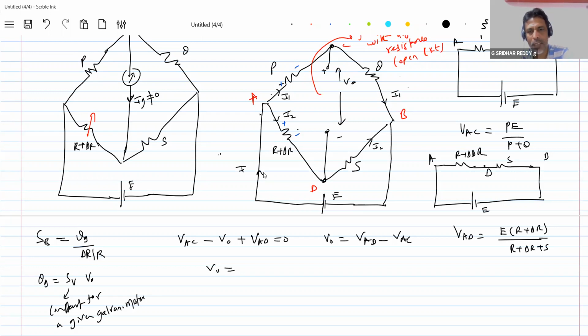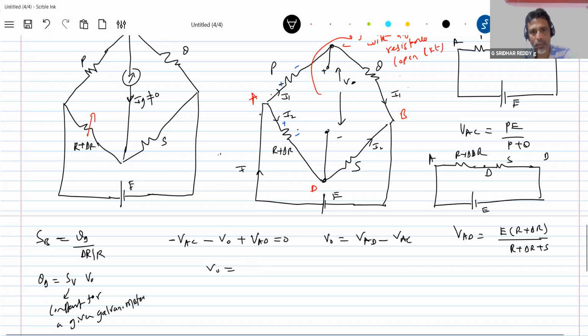VAC minus V naught. So it should be like this. I'm moving from positive to negative, so minus VAC, positive to negative is a drop. Minus V naught, negative to positive. So plus VAD equal to 0. So V naught equals VAD minus VAC. What is VAD? We'll substitute the value.